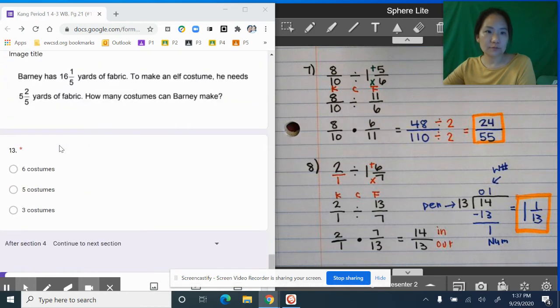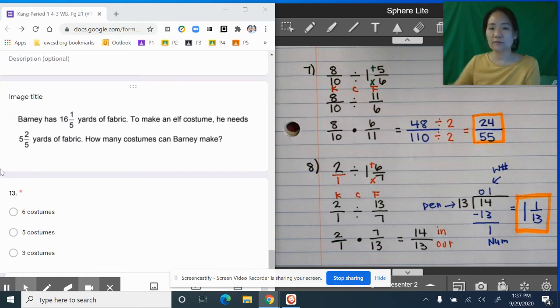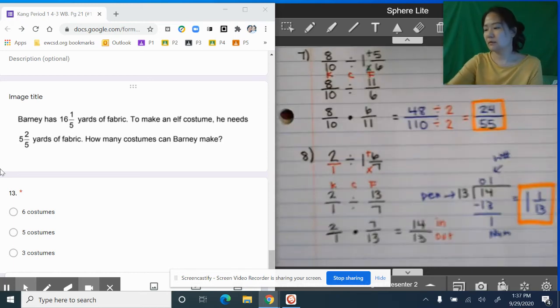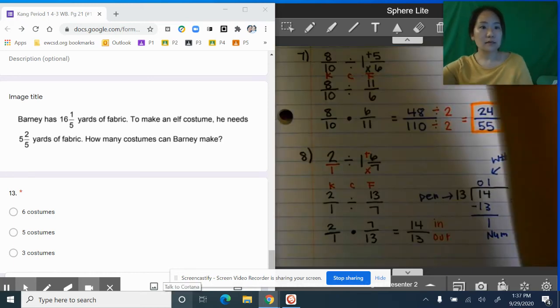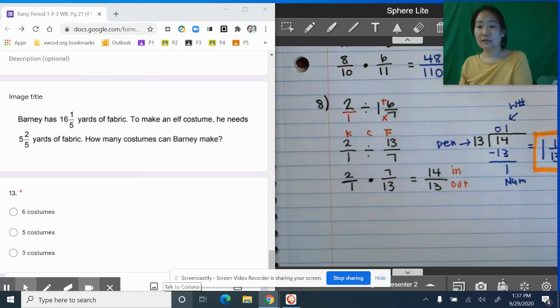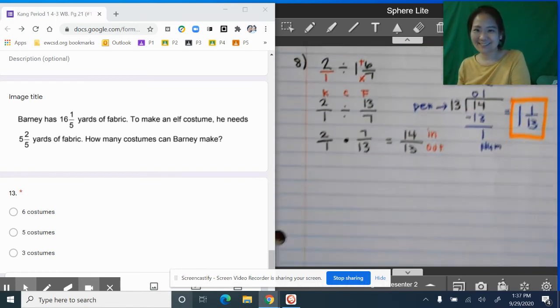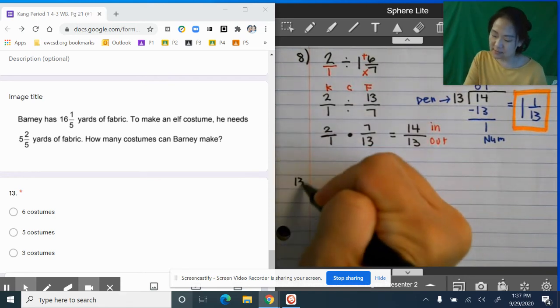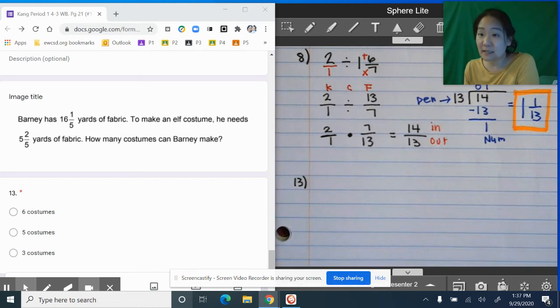There is one word problem, and I'm going to go ahead and go over that as well. So number 13. It says Barney has 16 1/5 yards of fabric. To make an elf costume, he needs 5 2/5 yards of fabric. How many costumes can Barney make?